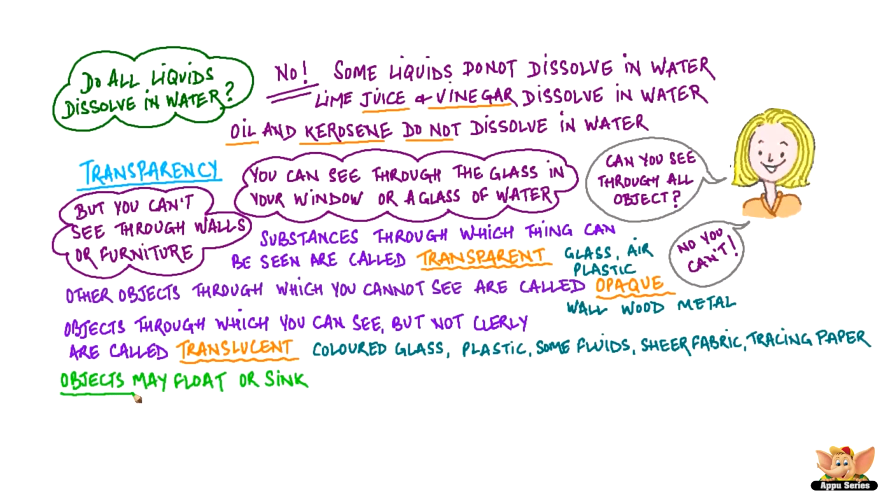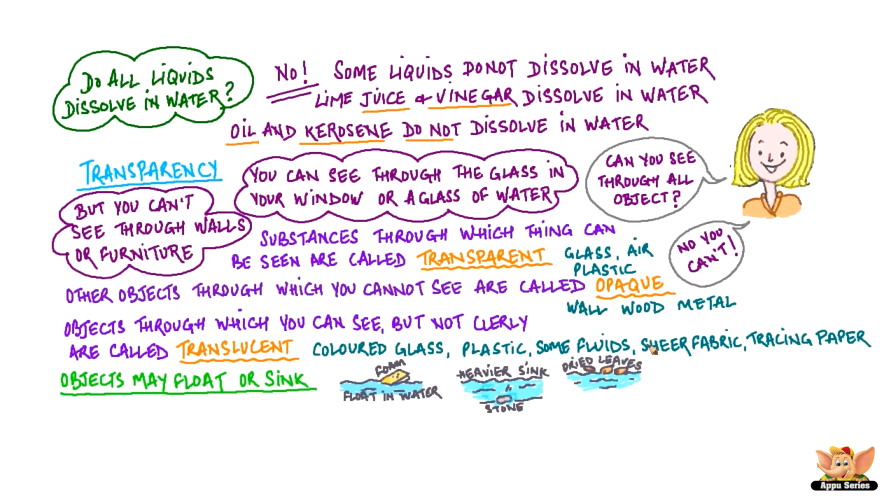Another property of a material is that it may float or sink in water. Some light insoluble materials float in water while the heavier ones sink. So I'm sure you've observed other such examples around you. What happens to the dried leaves from trees when they fall on water? And a pebble that you throw in water with all your force?